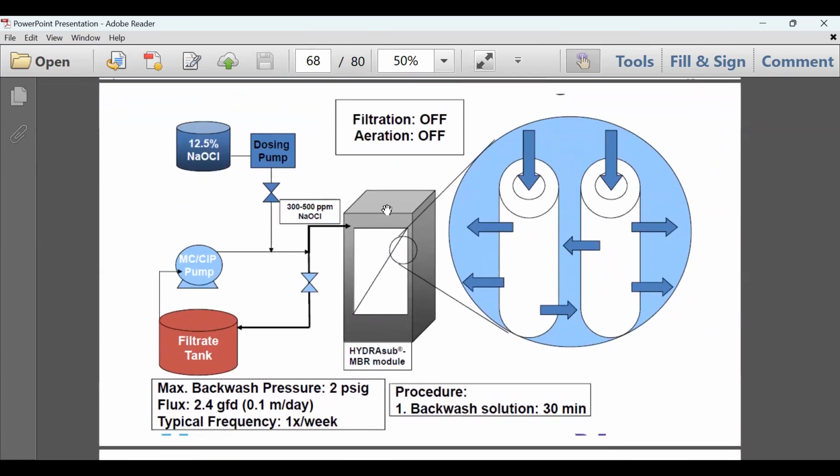Maintenance cleaning is done once a week. Use sodium hypochlorite for maintenance cleaning. Both filtration and aeration should be switched off first. Then inject sodium hypochlorite for 30 minutes. After 30 minutes, switch on the filtration and air scouring.